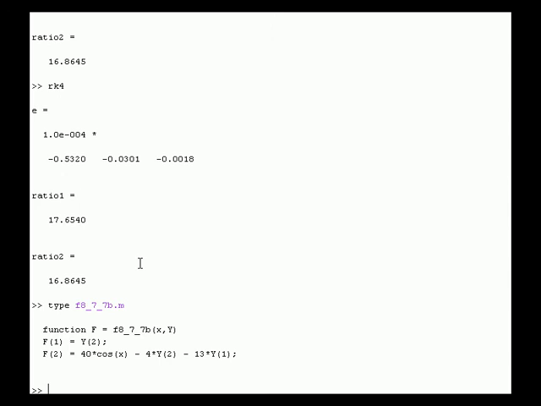Okay, to solve that system of two first-order equations, first we need a function which defines the two equations. First right-hand side, this basically means y1 prime is y2. y2 prime, which is the second derivative, is 40 cosine of x minus 4 y2, which is y prime, minus 13 y1, which is y. So the input to this function is the scalar x, and the vector y has two components, y1 and y2. Output is the vector f, the two components of f, the two right-hand sides.